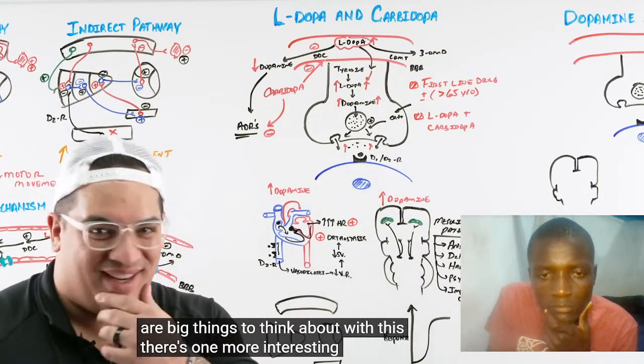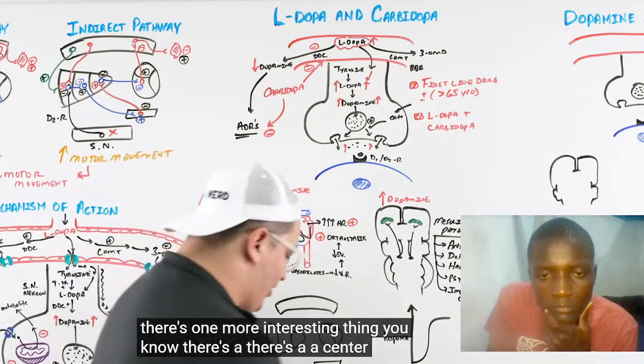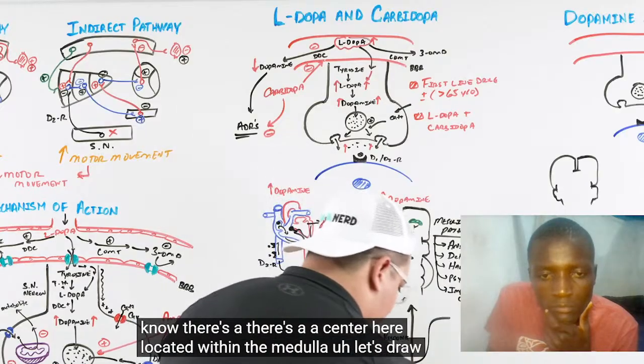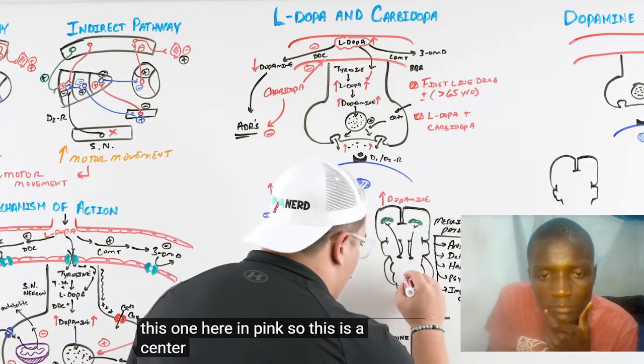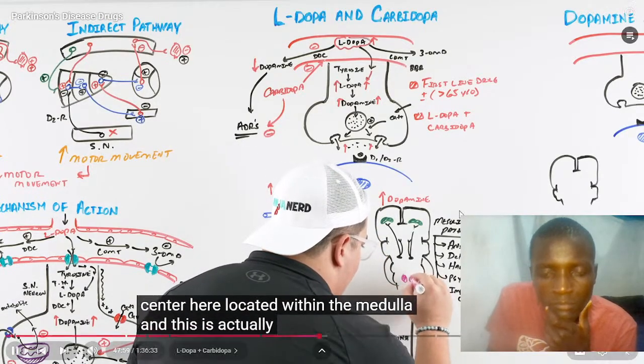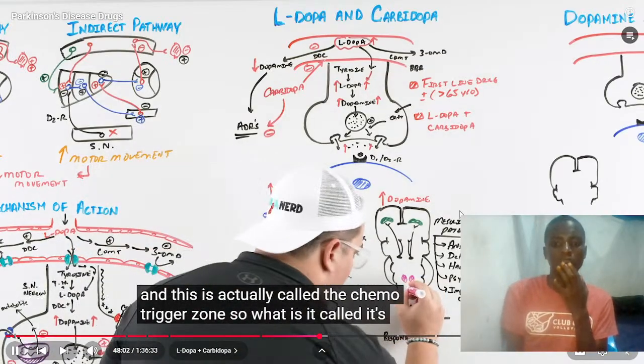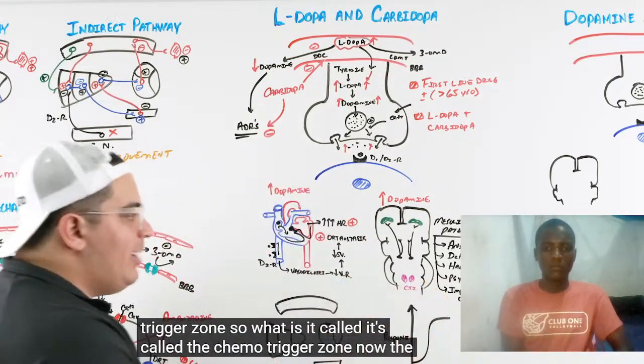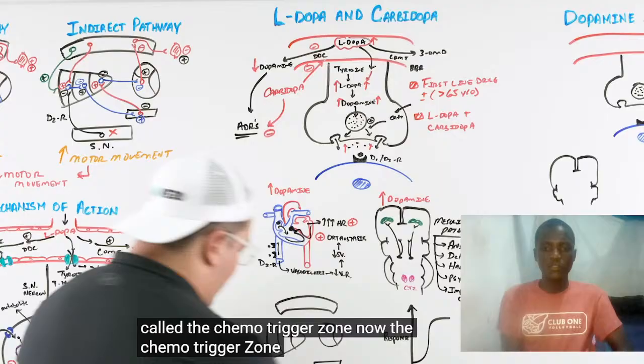There's one more interesting thing. There's a center located within the medulla. Let's draw this one here in pink. This is a center located within the medulla, and this is actually called the chemotrigger zone. So what is it called? It's called the chemotrigger zone. Now the chemotrigger zone has lots and lots of dopamine receptors present on it.